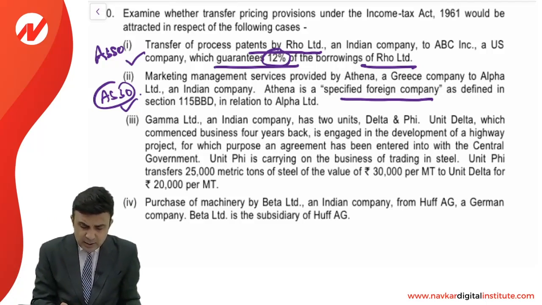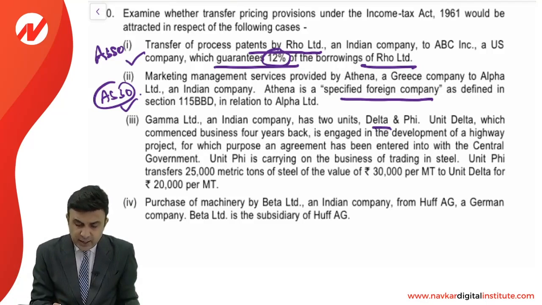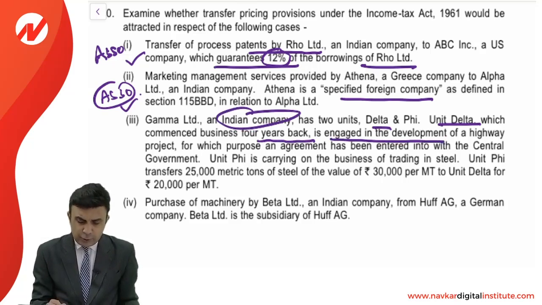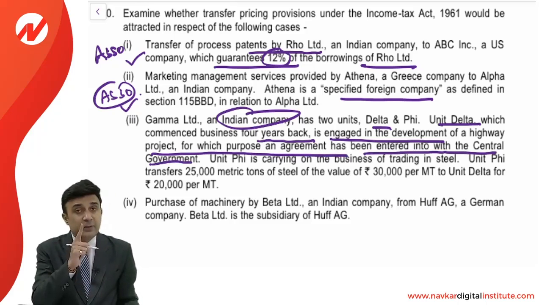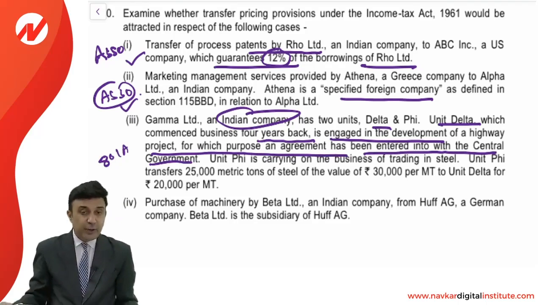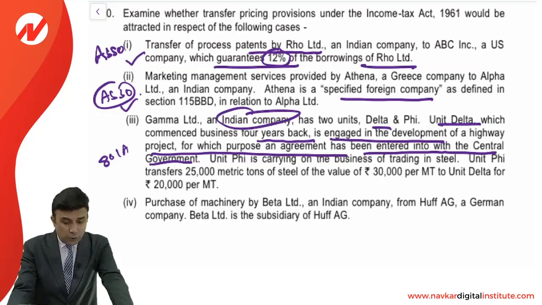Gamma Limited, an Indian company, has 2 units, Delta and Phi. Unit Delta commences business 4 years back, engaged in the development of a highway project for which an agreement has been entered with central government. If the agreement is entered with central government for developing highway, then it is eligible for 80IA, now shifted to 35AD also.